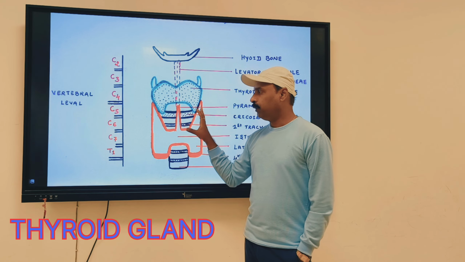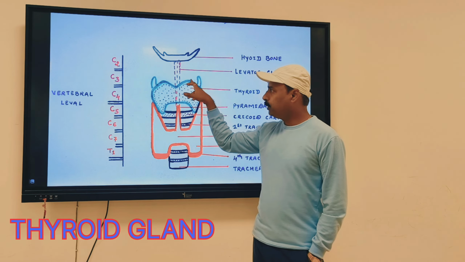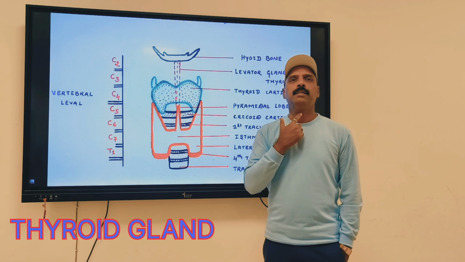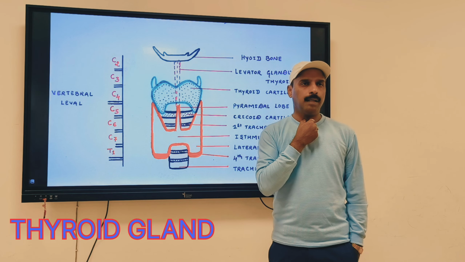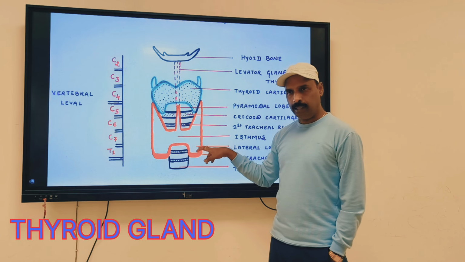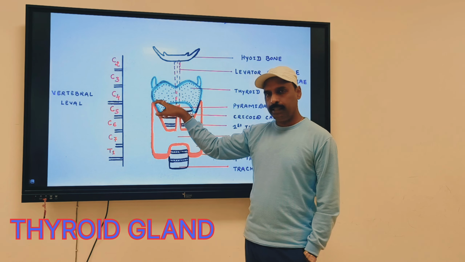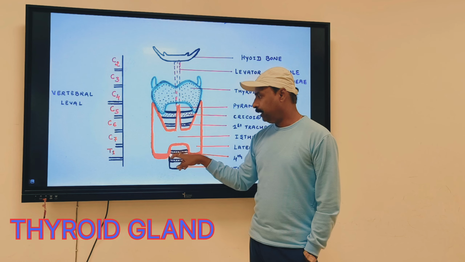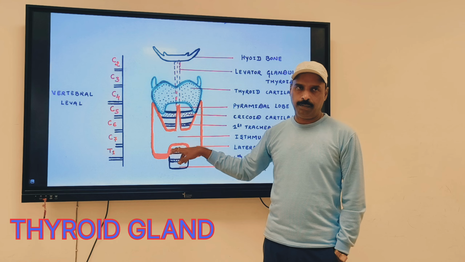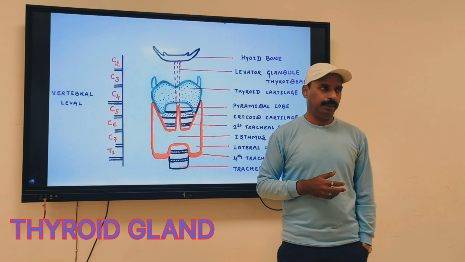The thyroid gland is attached to the middle of the thyroid cartilage. Here the green is represented as the thyroid cartilage, and this is the hyoid bone. Immediately below the hyoid bone we have the thyroid cartilage, and below that there is the thyroid gland. The thyroid gland is attached to the middle of the thyroid cartilage, the apex of the lobe is attached there, and extending down we get to the fourth or fifth tracheal ring, and at the second and third tracheal rings the isthmus is situated.